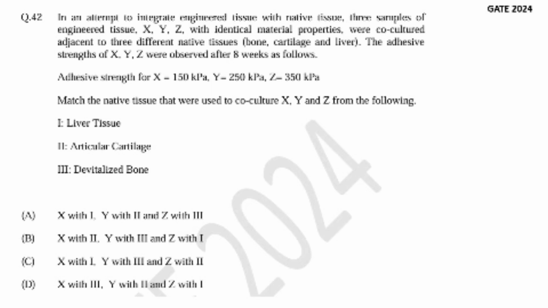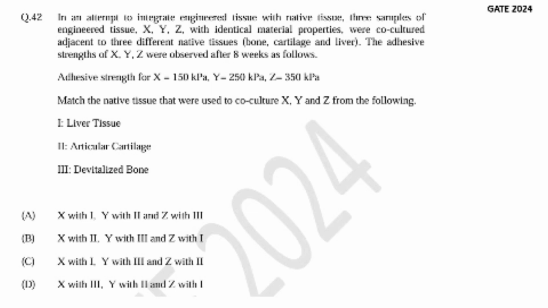Match the native tissue that were used to co-culture X, Y, and Z from the following. The first one, liver tissue. Second, articular cartilage. Third one, devitalized bone. Now we have to match the native tissue with the adhesive strength. That's the question they have asked.